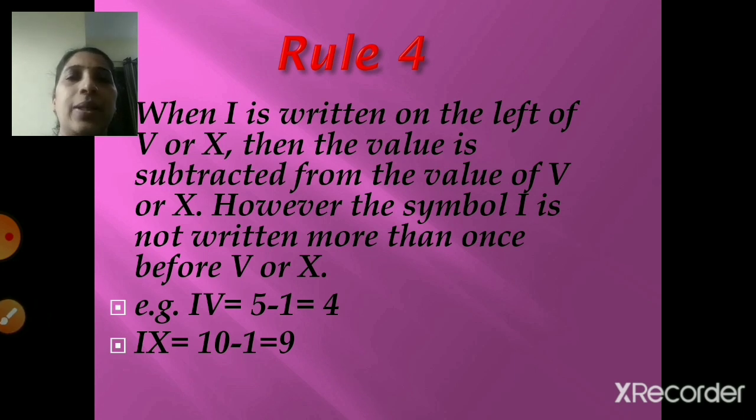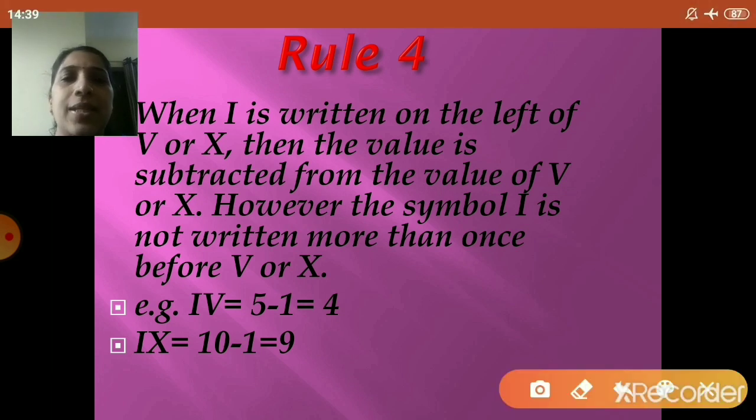When capital I is written on the left of V or X, then the value is subtracted from the value of V or X. However, the symbol I is not written more than once before V or X. So let's see an example for understanding the rule. Now Roman number 4 is written, so you can see the symbol I is written on the left of V.